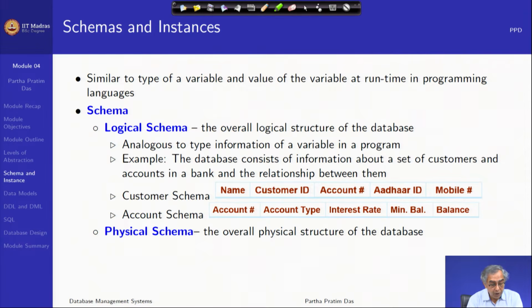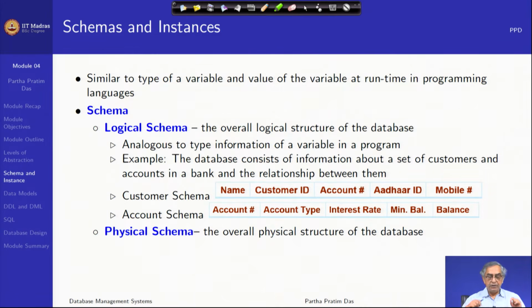Simple. So, now for a logical schema, typically you will have, say, a customer schema. How do you describe a customer? You need to know the name, the customer ID, account number, Aadhaar ID, mobile number, so on and so forth. So, that gives you the schema. That does not tell you anything specific about one customer, but it tells you how the customer will be described. So, similarly, you can have an account schema; anything that you do, for that you will have a schema, which is the logical structure through which you can describe any entity of that group.